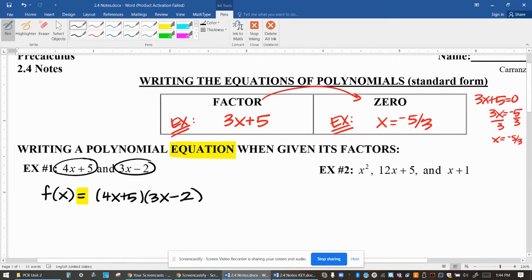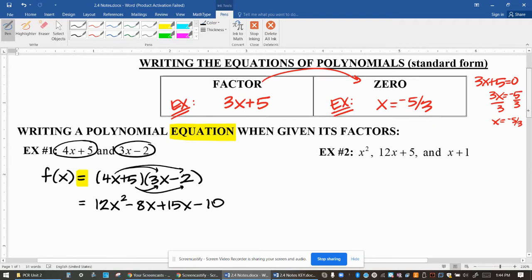And we need to write our answers in standard form, so that means we can't have it written as the product of factors. We actually have to multiply it out. So we need to distribute. Remember, x times x is x squared, so 4x times 3x is 12x squared. Some teachers call this FOIL, so that's essentially what we're doing. We're distributing or foiling.